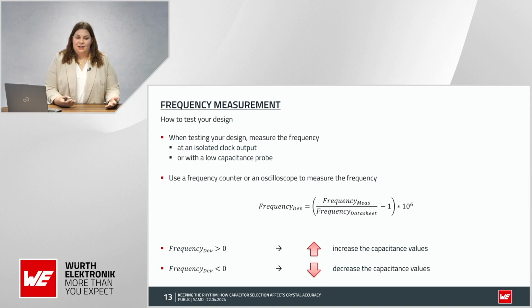If it's the other way around, if the frequency deviation is smaller than 0 and more negative than the tolerance you have for this component, you should decrease the capacitance value. So use lower capacitors. And that's how you can adjust the frequency deviation. So make sure if you change anything in your design, please measure your circuit again afterwards to make sure that the frequency deviation will be inside of the tolerance of the component that you find in the datasheet.